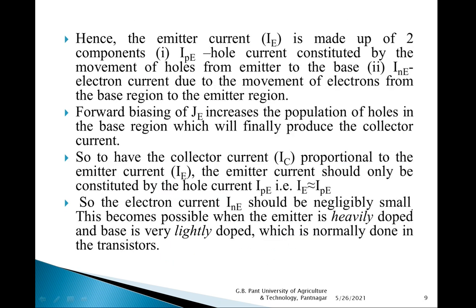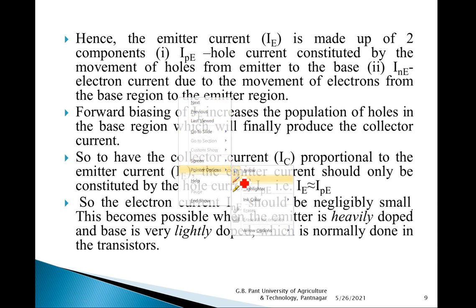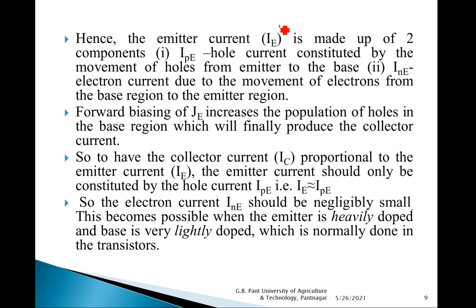So the emitter current, that is IE, is then composed of two components. The first component is, suppose, IPE, and this IPE is basically the hole current constituted by the movement of holes from the emitter side to the base side. And the second component is INE.